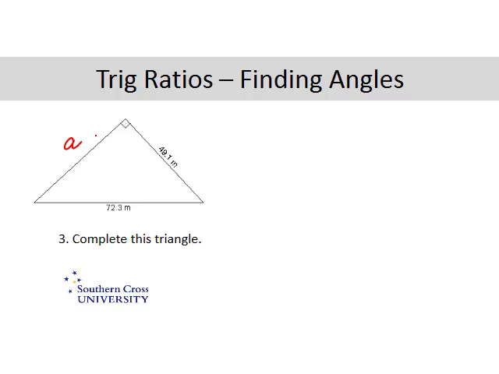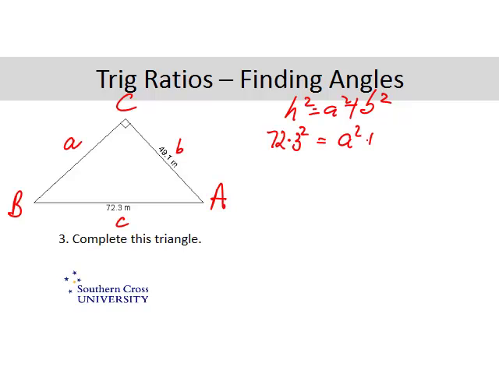So if we're going to call that missing side A, that's opposite angle A. And so this would be B, opposite little b, and this would be side C, opposite angle C, which is 90 degrees. Okay, so using Pythagoras, which is h squared equals a squared plus b squared, 72.3 squared is equal to a squared plus 49.1 squared.